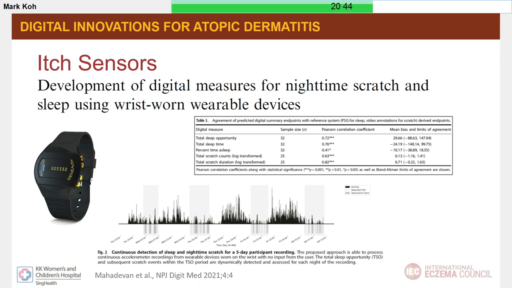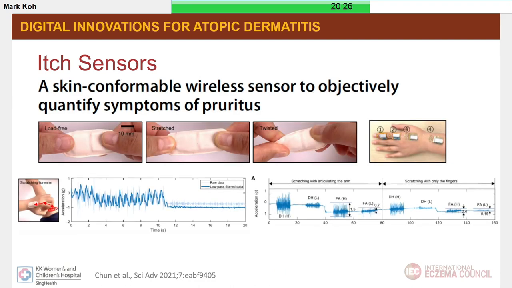This was a group that used a watch to try to monitor the itch, and they found that the movement of scratching with the watch movement actually correlates pretty well with itching. So maybe in the future, when we have big randomized studies monitoring for itch, we can give patients a watch and it can monitor their itch. This came out from Chicago. It's a wireless sensor that you can stick on the hand, and it also monitors itch, also seems to be quite good.